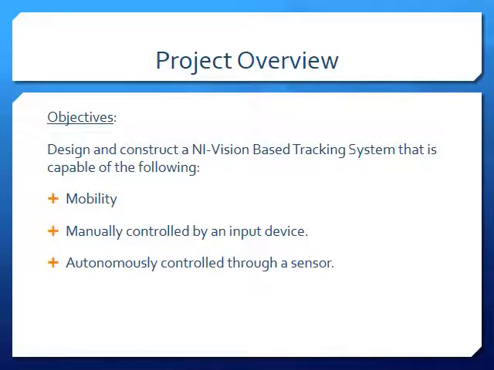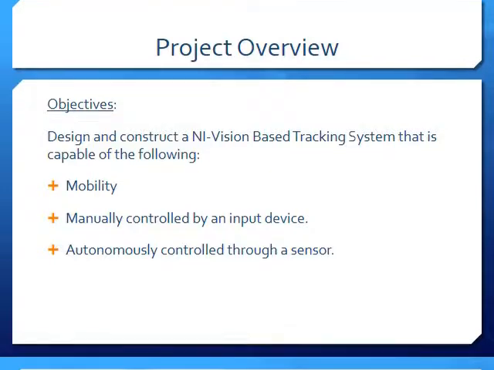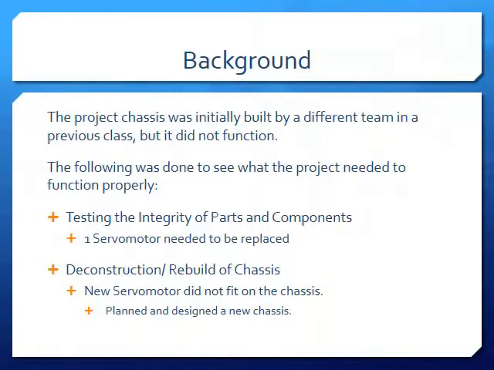This is a quick overview of the project. If you'll notice, there are three objectives that were executed in designing and constructing the NI Vision-based tracking system. The first is mobility. The second is the project's ability to be manually controlled by an input device. And the third is the project's ability to be autonomously controlled through a sensor.